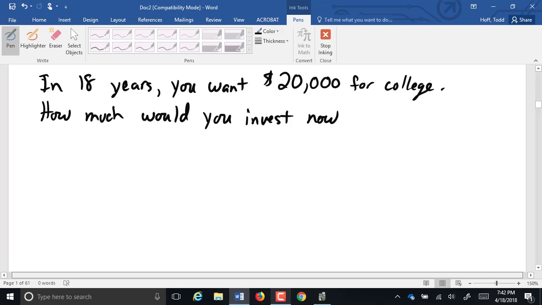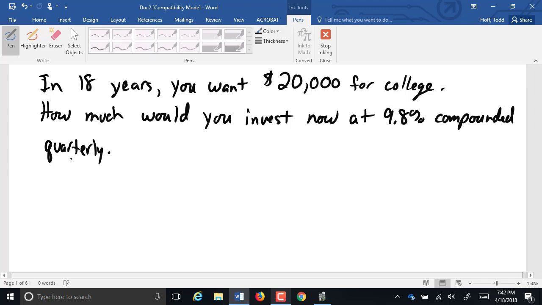How much would you invest now at, now that's 18 years, so we're gonna get a better rate. Let's do 9.8% compounded quarterly. If you go to an investment planner on an 18-year, you can get guaranteed rates on bonds of like 7 or 8% right now.